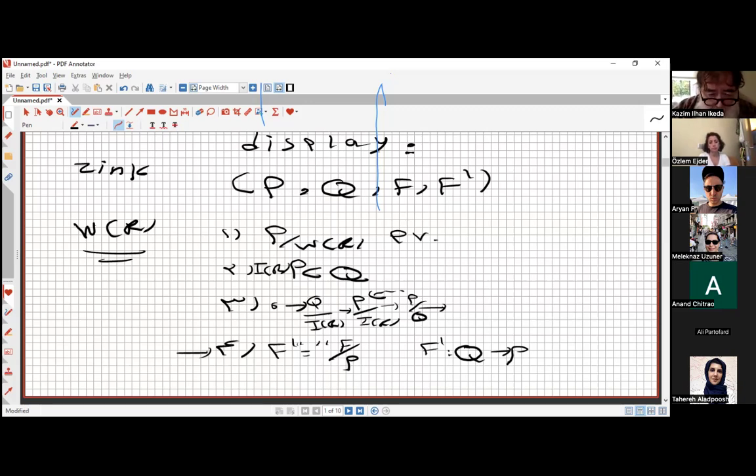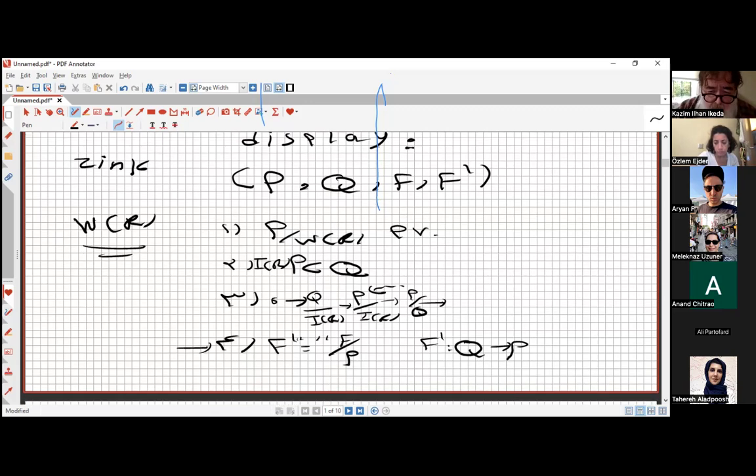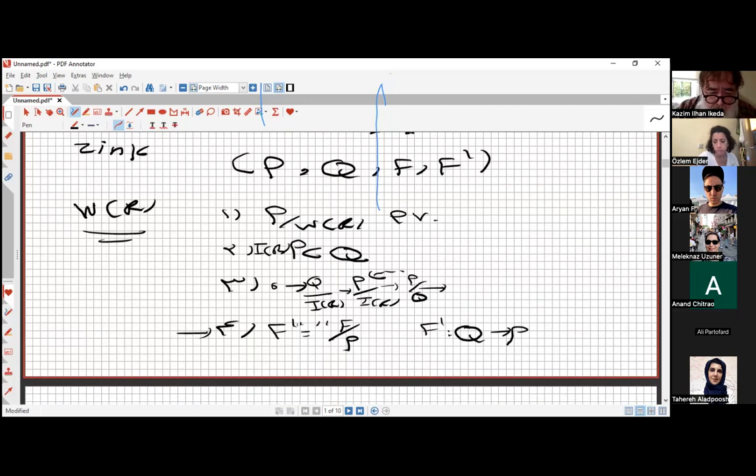So this is a display, and Zink himself proved that any formal p-divisible group over a reasonable ring R is given by such a display. There is an equivalence of categories between the category of p-divisible groups over reasonable rings R and displays over such rings. And later on, Lau proved that this is always true for formal p-divisible groups.